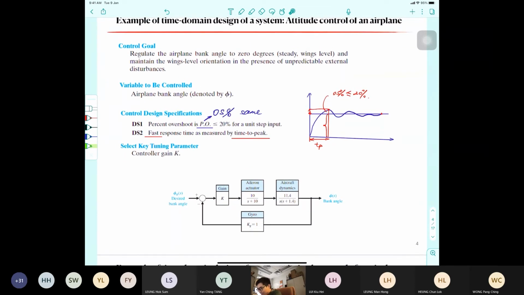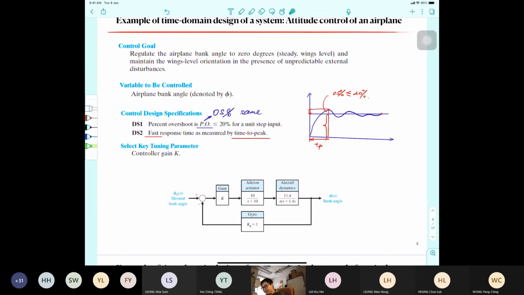And then the aircraft dynamics differential equation after Laplace transform is this. So this is the transfer function of airplane dynamics. After these two steps, we got a bank angle. Okay, this is the bank angle of the airplane. Sometimes we need a bank angle. Sometimes we need to come back to zero. Right, zero is one of the possible situations.